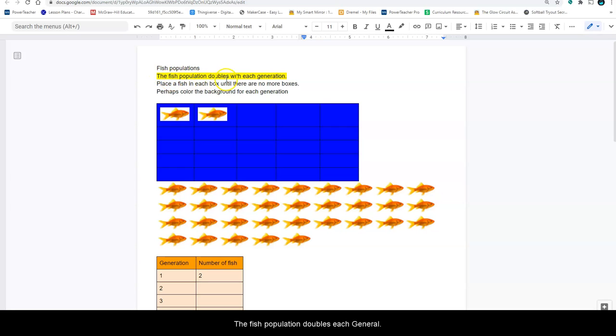The fish population doubles each generation. And this really is a thing. If we were to do this in class, we would be taking those red candy Swedish fish and trying to organize them in a certain way. But in this case, we're just going to be taking our virtual fish, drag and dropping them.